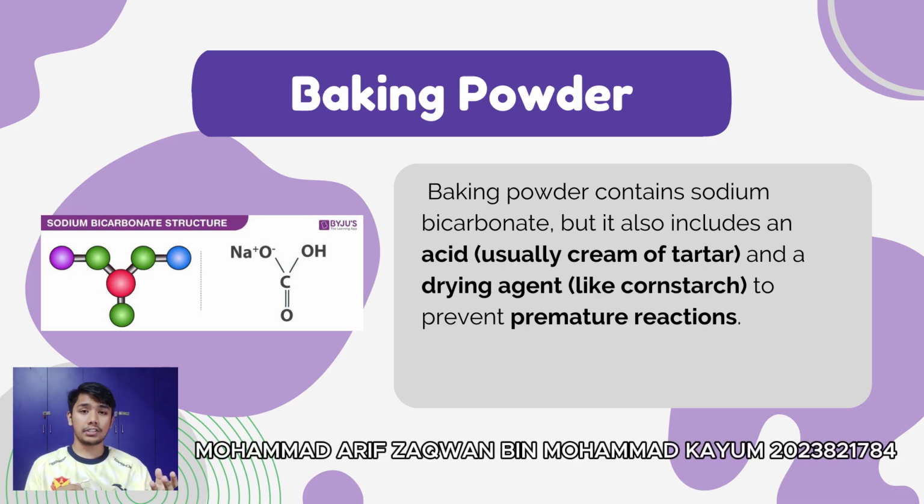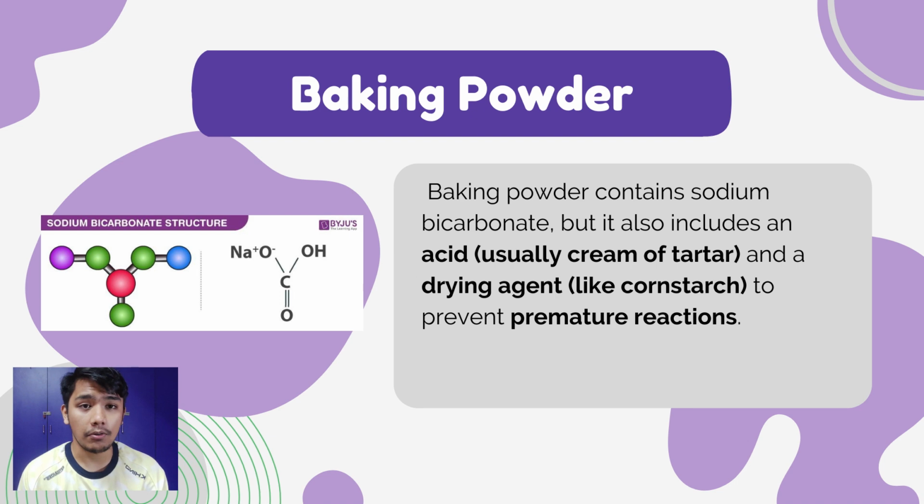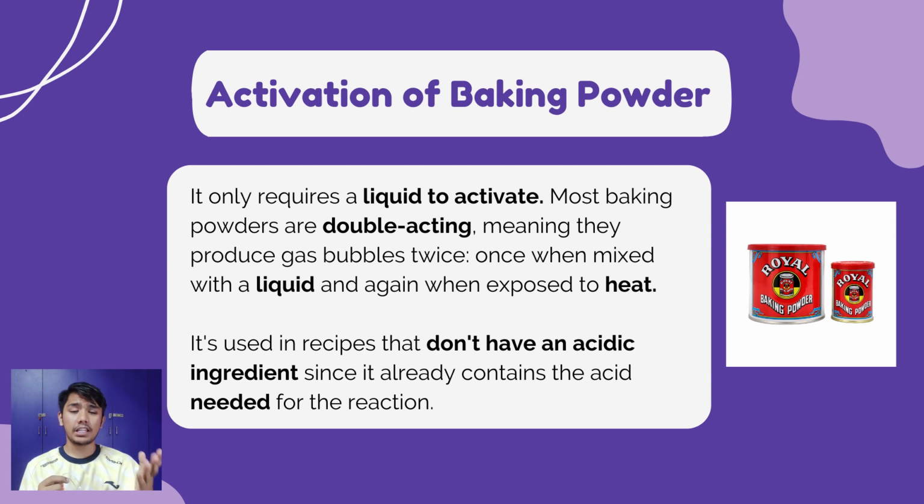Baking powder also contains sodium bicarbonate, but what makes it different from baking soda? Well, baking powder includes an acid, which is cream of tartar, and also a drying agent, which is cornstarch. These two ingredients are important to prevent premature reaction. The reaction of baking powder only requires a liquid to activate it.